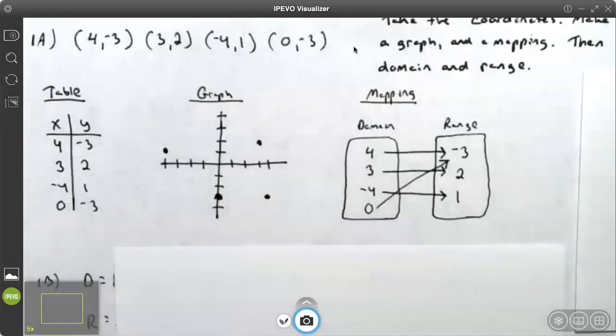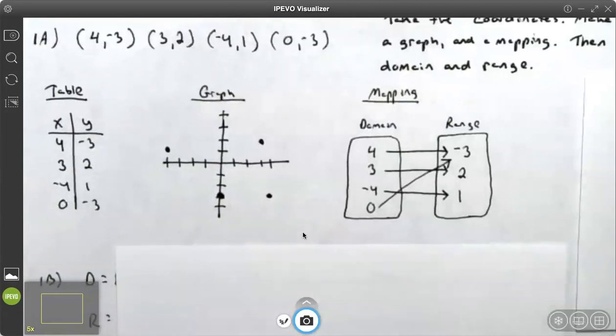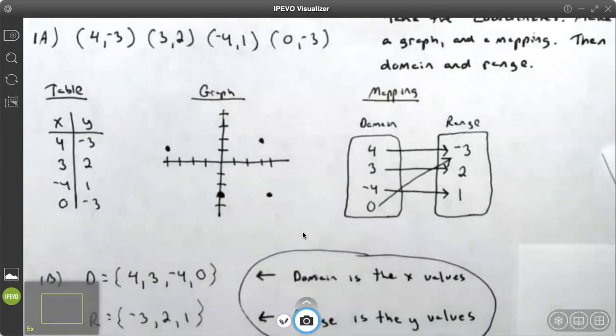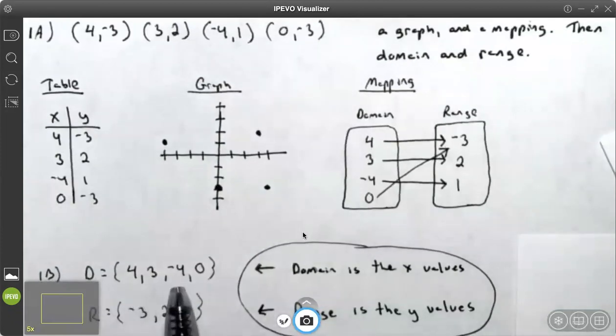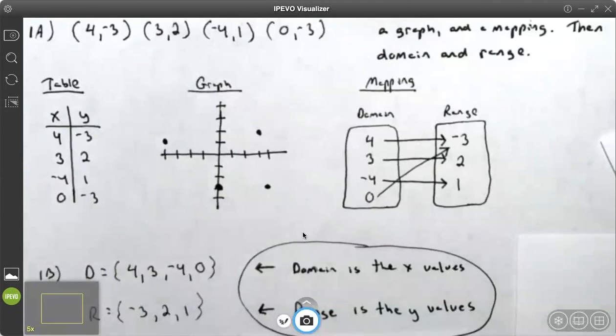Here's another example. You don't even have to write it. Just think about this: ordered pairs, table, graph, mapping. What's your domain? What's your range? Is it a function? Think about that real quick. Your domain are all your x values, which should have been written -4, 0, 3, and 4. Your range is all your y values, which should have been written -3, 1, and 2, if I do it in numerical order.